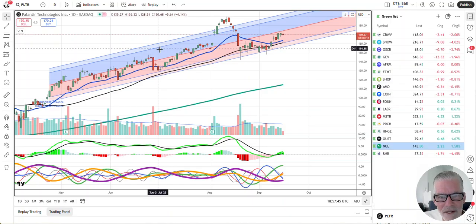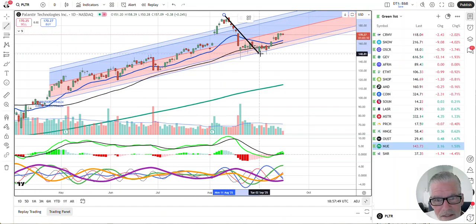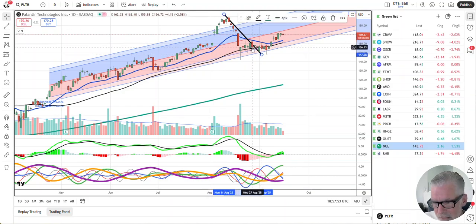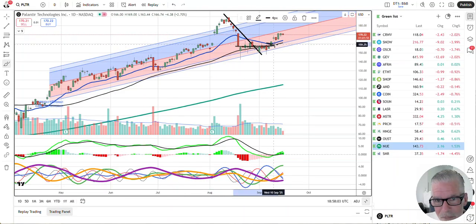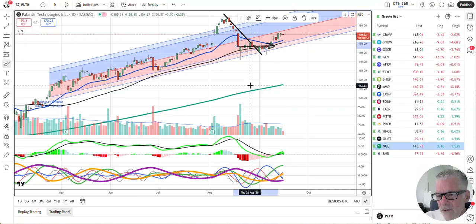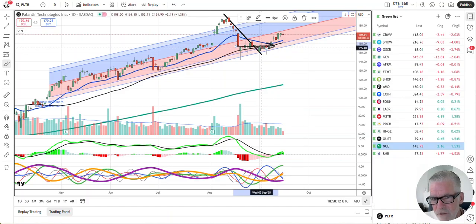PLTR. Okay, so here's a good example, by the way, of when a stock breaks the pullback trend, as it did about 3 weeks ago. It doesn't always just go zoom higher. Sometimes they do, but more often than not, they go sideways, and it's just dead money for a couple of weeks. So I was looking at PLTR during this consolidation, thinking, okay, when is it going to break?